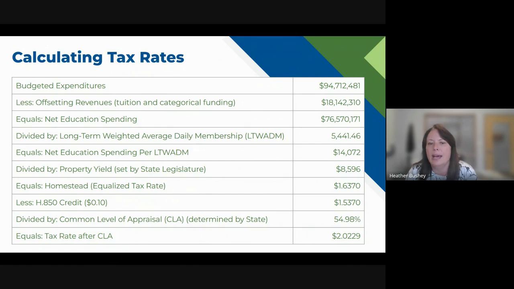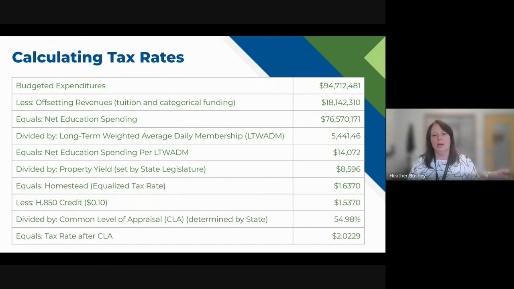We then divide that by the property yield that's set by the state legislature. We're going to talk about what that is. And that gives us our equalized or homestead tax rate, the 1.6370. Under H850, which was not this past year, but the year before, everybody that qualified could get a cent discount. It is decreasing each year by 20%.